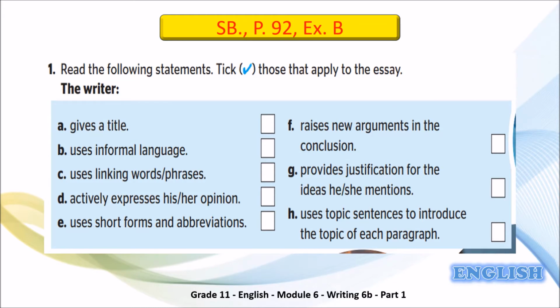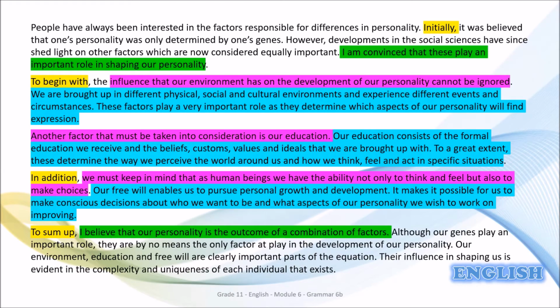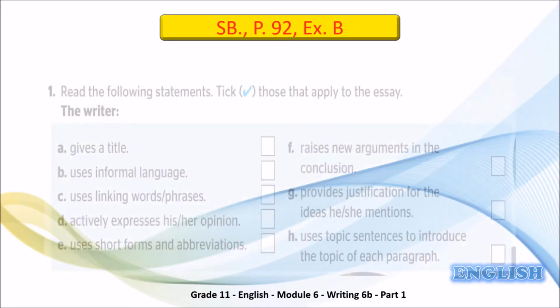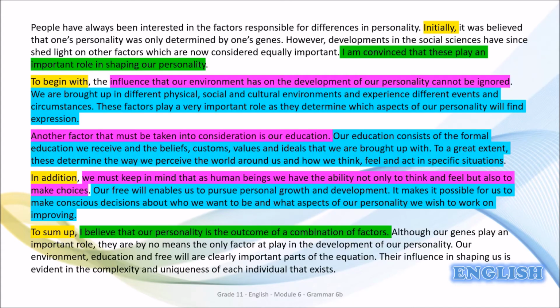Read the following statements, tick those that apply to the essay. A. The writer gives a title. This is the text. There are no titles. B. The writer uses informal language. Throughout the text, you can't find any features of informal language like short forms or abbreviations.